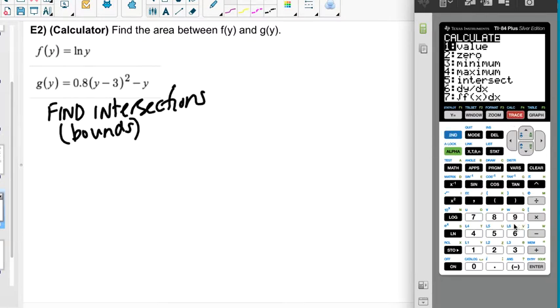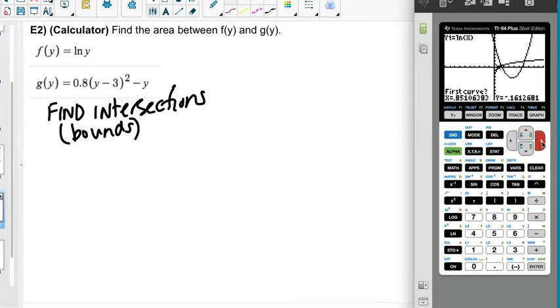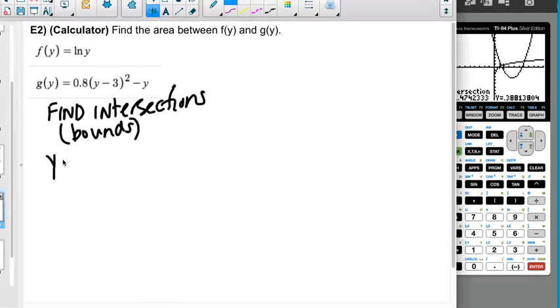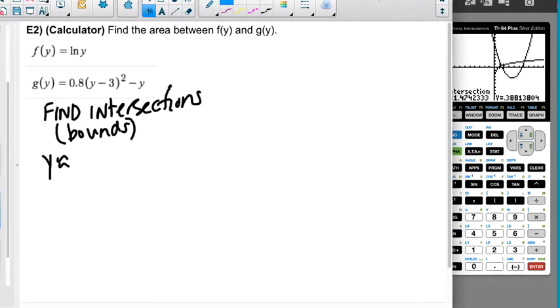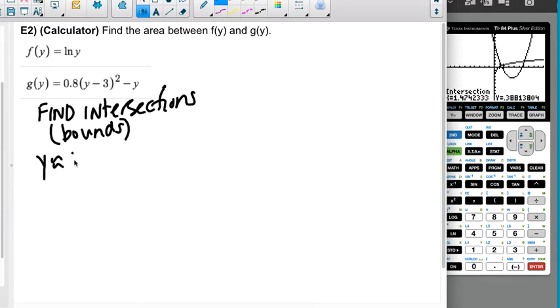So second calc intersect, and I'm going to scroll to where they hit each other. And remember, I want the x values, but they're not x equals, they're y equals. So I want this x. So the one bound is going to be y is approximately 1.47423333, and I'm going to store that as a. So even though I picked the x value, that's because remember, x's are y's in my calculator. So I'm going to call that a.